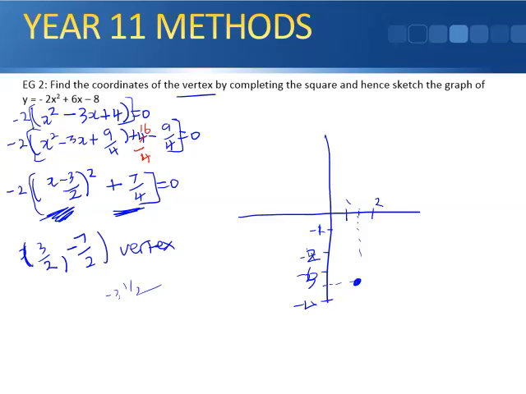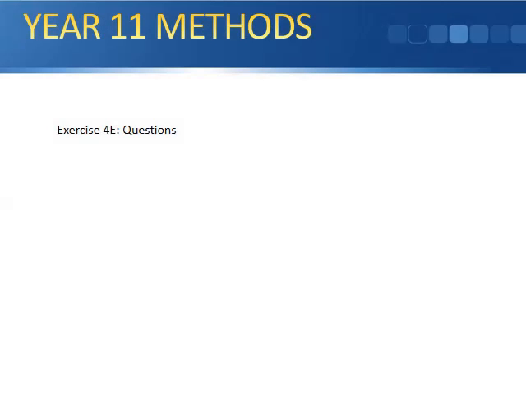And of course, because it's a negative 2, it will be like that. That's your graph there. And you can find where it crosses the y axis. Bad graph, and apologize again. It should cross at negative 8. That's your exercise 4F.